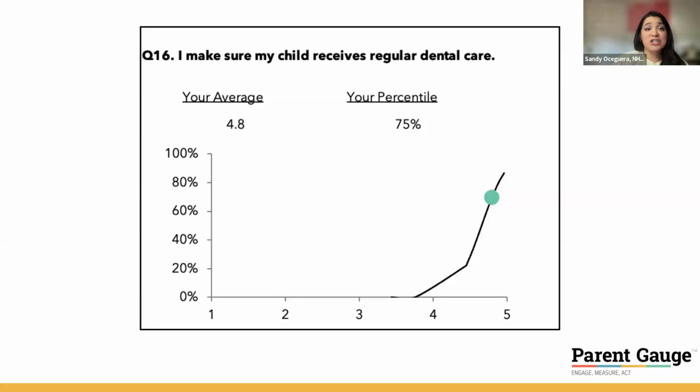So for this particular question, "I make sure my child receives regular dental care," you can see my program average is 4.8. For the national average, I'm at the 75th percentile. So you can see, is that the norm? Yes, more or less. And we can see, okay, things are looking pretty good there. And you can get a good idea of where we're averaging across the nation. And we'll do that about once a year. It is a worksheet that comes out typically over the summer.